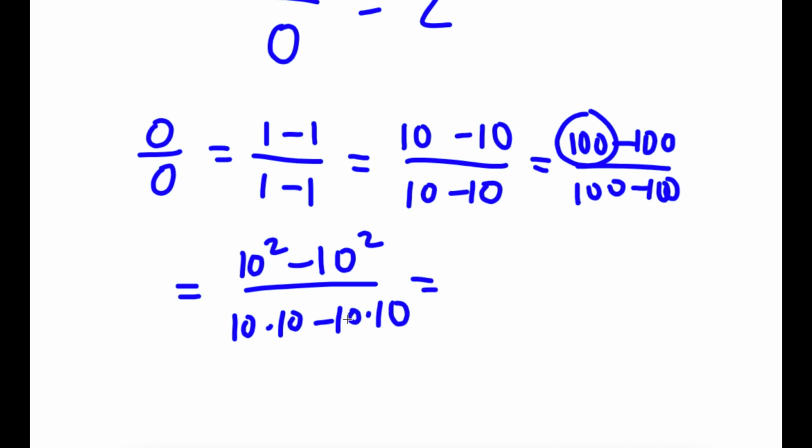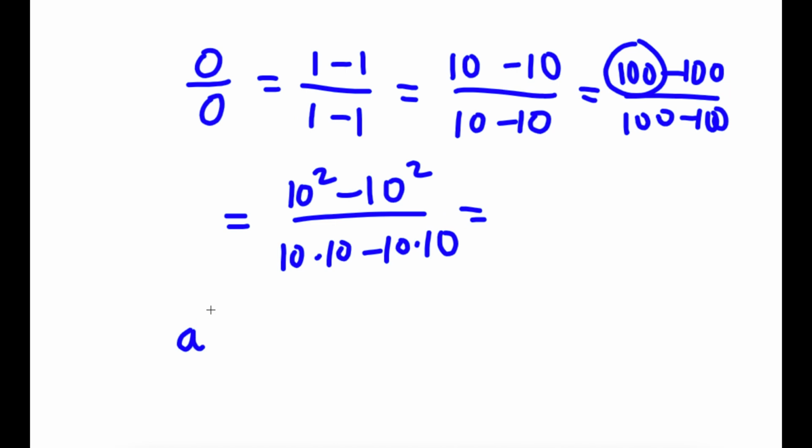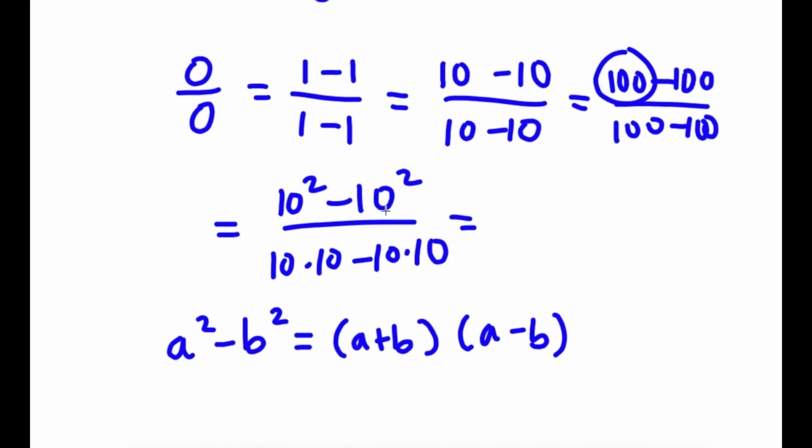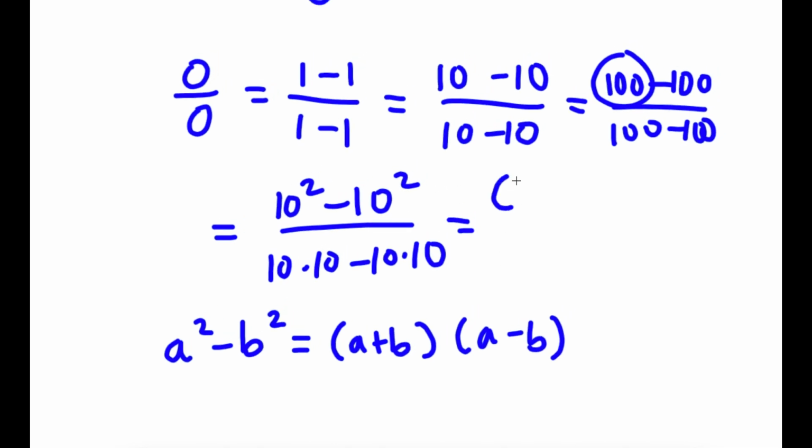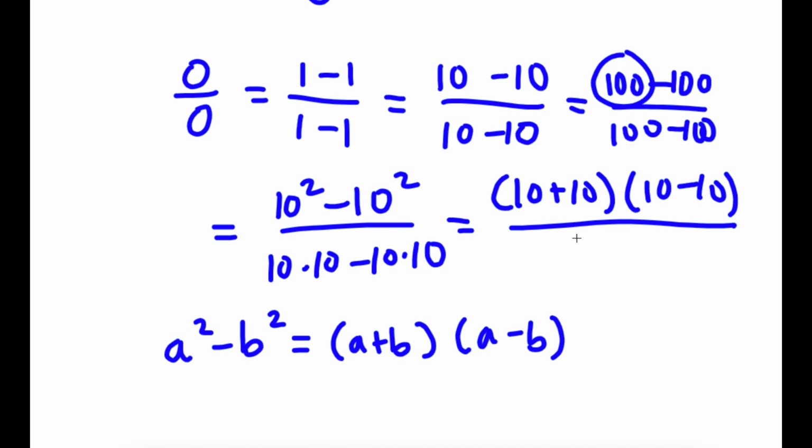And now if I have something in the form a squared minus b squared, this is equal to a plus b times a minus b. So 10 squared minus 10 squared is equal to 10 plus 10 times 10 minus 10. So again, this is completely legal. I'm just using a property of exponents. And for my denominator, I'm actually going to factor out 10. So now I get 10 times 10 minus 10.